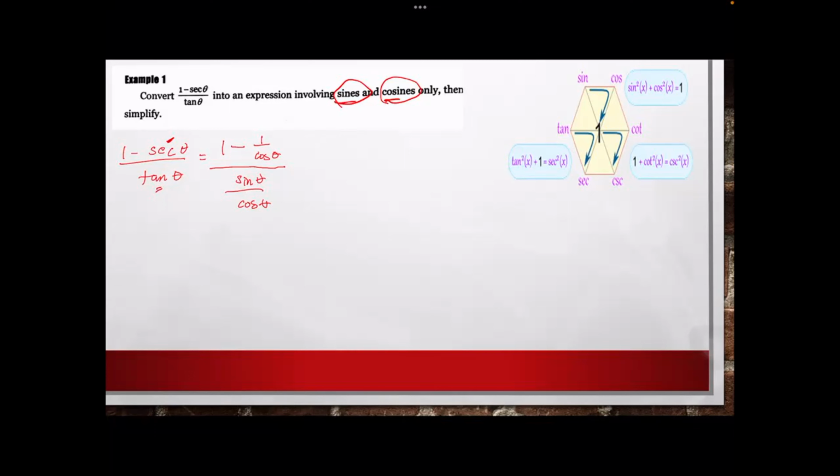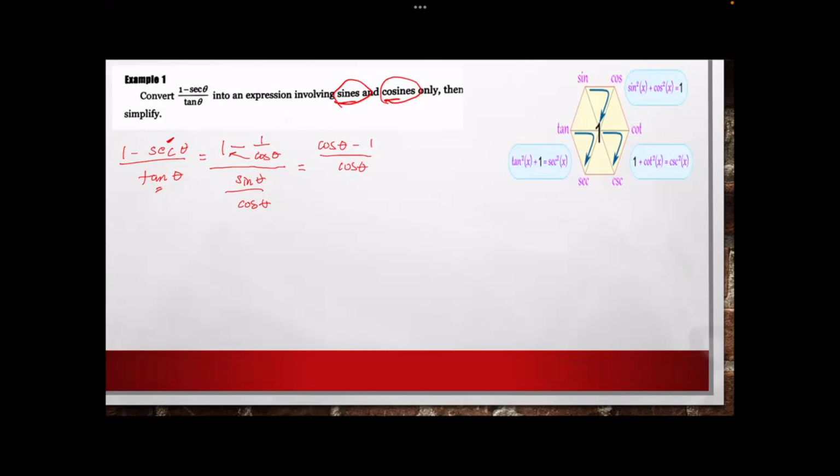Complex fraction ang tawag nito kasi fraction over the fraction. Simplify muna natin yung numerator sa taas. Yung numerator is 1 minus 1 over cosine theta. So, ito, multiply lang natin dito kasi siya yung denominator. So, magkakaroon tayo dito ng cosine theta minus 1 all over the cosine theta.